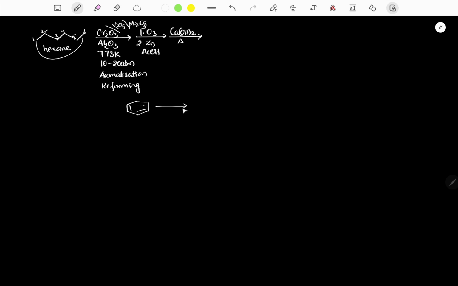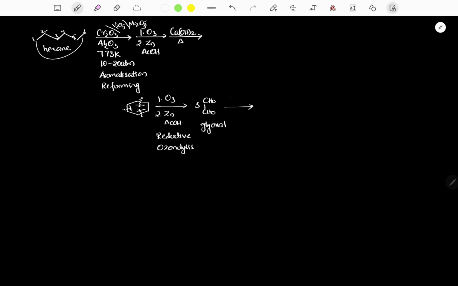Now the benzene is treated with ozone, zinc and acetic acid. So this is the reductive ozonolysis reagent. Here benzene undergoes ozonolysis because no other functional group is present, and finally it gives 3 moles of glyoxal.